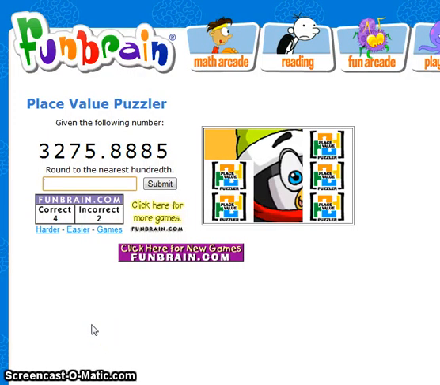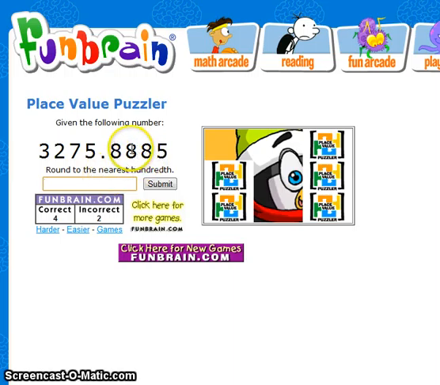The first thing you need to know is the placement. This 3 is representing the thousand, the 2 is representing the hundreds, the 7 is representing the tens, and the 5 is representing the ones. This 8 is representing the tenths, the 9 is representing the hundredths, and the 8 is representing the thousandth, and so on. So the first question is asking us to round to the nearest hundredth.